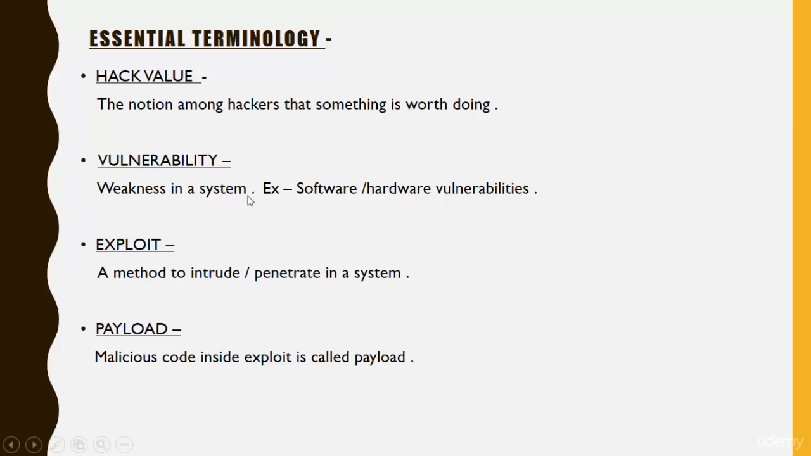Second, vulnerability. If somebody asks you what is vulnerability, your first answer should be weakness. Weakness in a system is called vulnerability. It can be a software vulnerability as well as a hardware vulnerability. Next, exploit. Exploit, in a simple way, is a method to hack a system. So the method which can hack a system is called an exploit. Next, payload. Payload is like the exploit code, the malicious code inside an exploit is called payload.